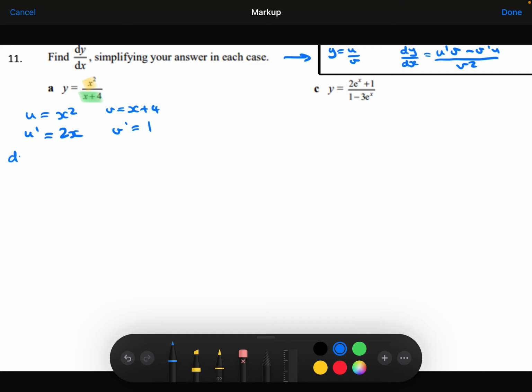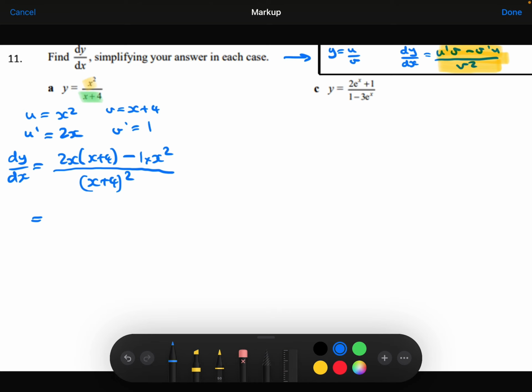Now to apply the quotient rule to this. So this quotient rule here: u dash v minus v dash u over v squared. So u dash times v, minus v dash, which is 1, times u, over v squared.